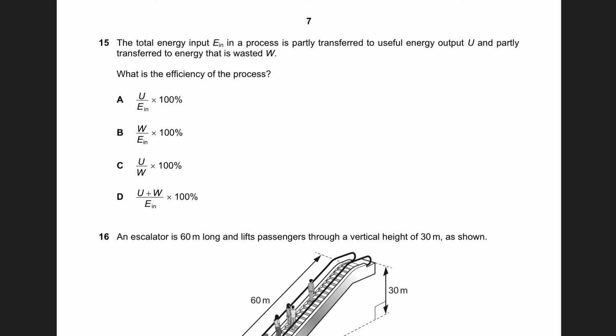Question 15 says the total energy input E in a process is partly transferred to useful energy output U and partly transferred to energy that is wasted. What is the efficiency of the process? Efficiency by definition is the percentage of the useful output to the input energy. So useful output over the total input energy multiplied by 100 gives us efficiency, and that is option A.